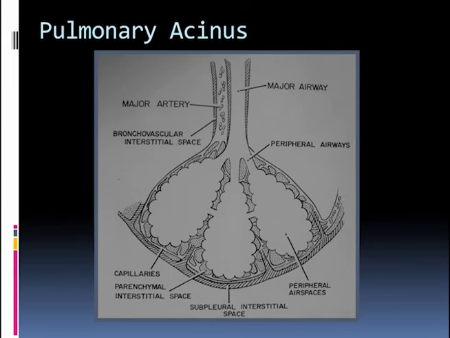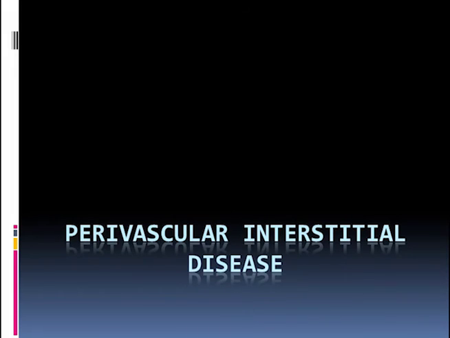We're going to look at the acinus again, and I don't think I have to go over the interstitial spaces. There's the bronchovascular interstitial space around the bronchus and around the artery. There's a subpleural interstitial space, which goes around the whole lobule. And then there is the parenchymal interstitial space, and these are the three. So first we're going to talk about the perivascular interstitial space, and in particular about pulmonary edema.